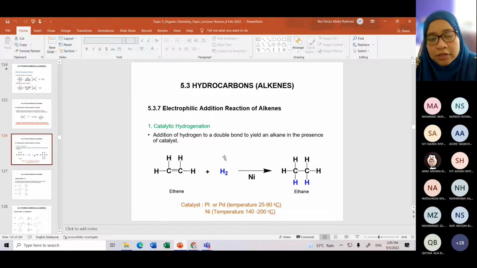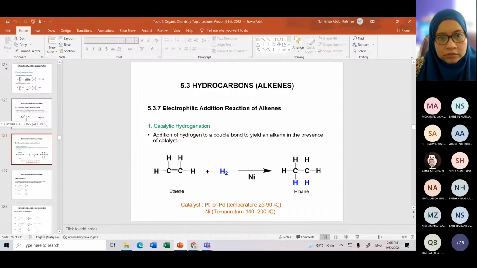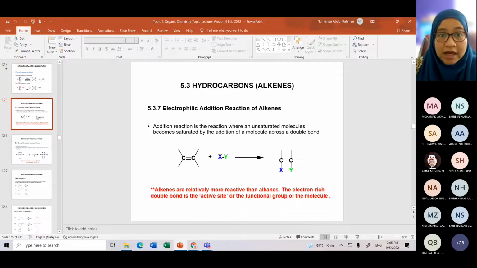This is related to the last week that we had before the holiday. Alkenes basically undergo electrophilic addition. In general, alkenes undergo electrophilic addition. Why is that so? Because of the presence of the double bond. This pi bond will be broken and each carbon will then have an extra bond.